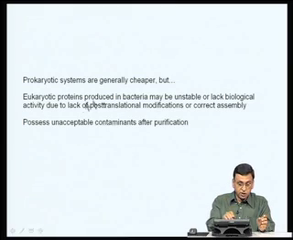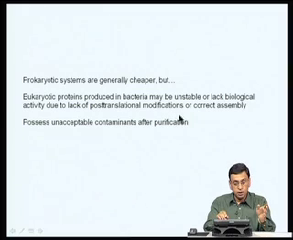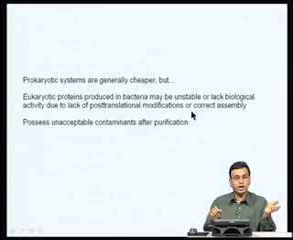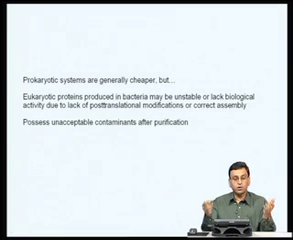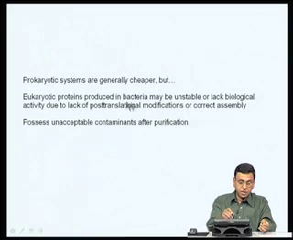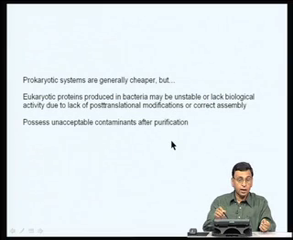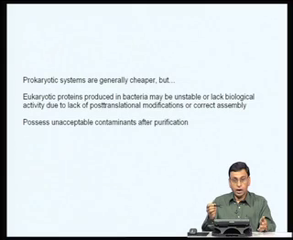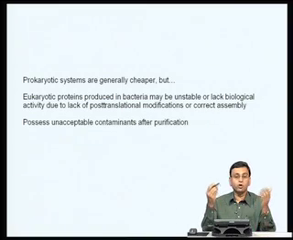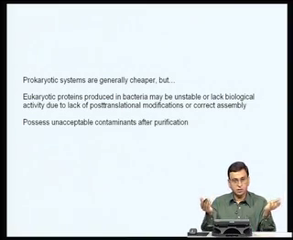So prokaryotic systems are generally cheaper, but eukaryotic proteins produced in bacteria may be unstable, or they may lack biological activity due to the lack of certain post translation modifications, or they may not fold properly, and therefore you have no other option but to go for eukaryotic hosts. The other important problem in expressing eukaryotic proteins in prokaryotic hosts is that bacterial cells contain certain impurities like lipopolysaccharides and certain endotoxins, which are not acceptable if you are going to use the protein in humans. So you have to have special mechanisms to remove some of these impurities when you make these recombinant proteins in bacterial cells.